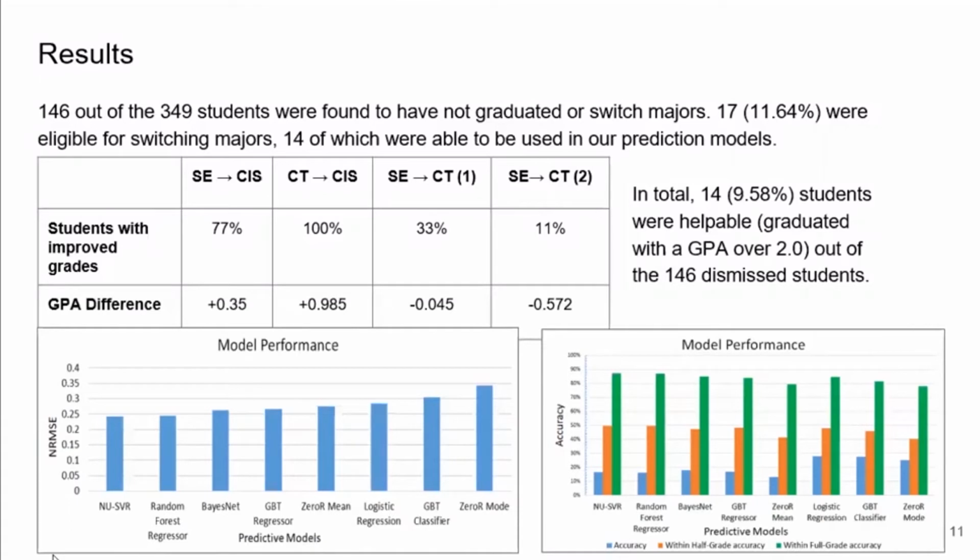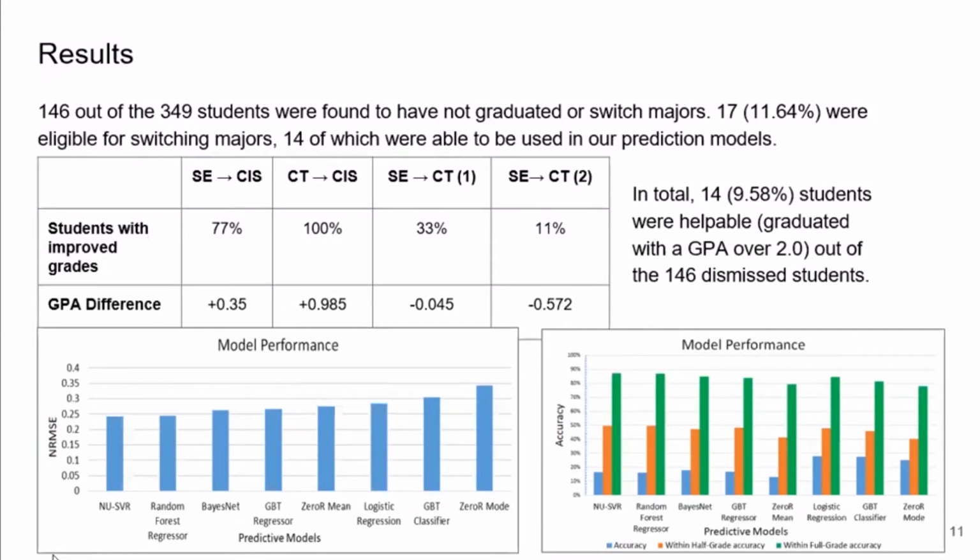Our results showed that switching to computer information systems is highly effective for struggling students, but switching from software engineering to computer technology is a less effective switch. All 14 of the students we tested were predicted to graduate with a GPA greater than 2.0 on the alternate path given. The bottom images show the performances of our chosen grade prediction models.